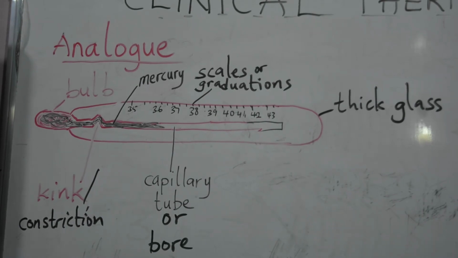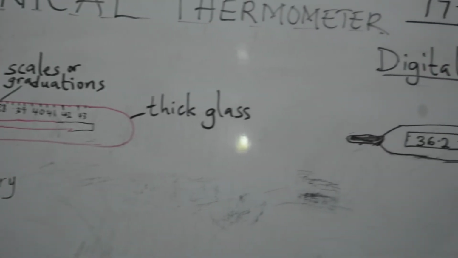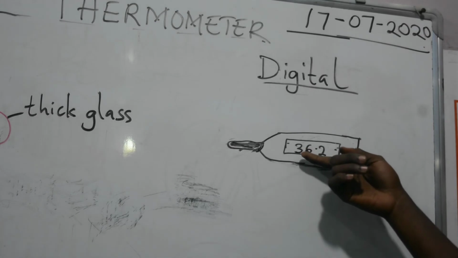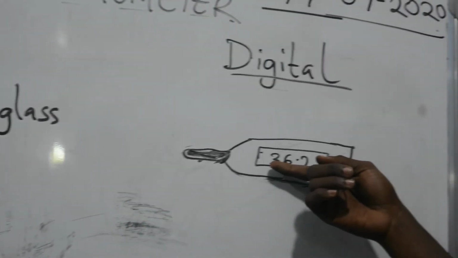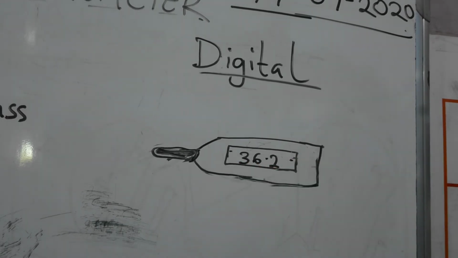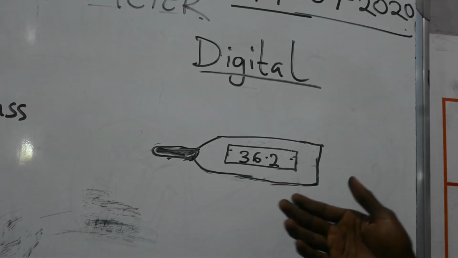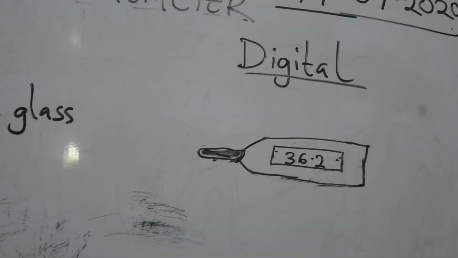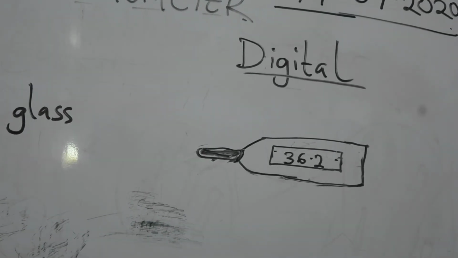On the other hand, we have a digital clinical thermometer. As you can see, the temperature has been indicated directly on the screen. So it's easy to read with a digital clinical thermometer as compared to an analog clinical thermometer.